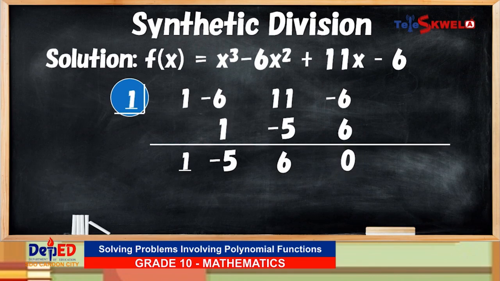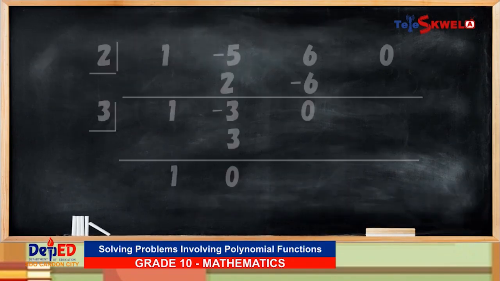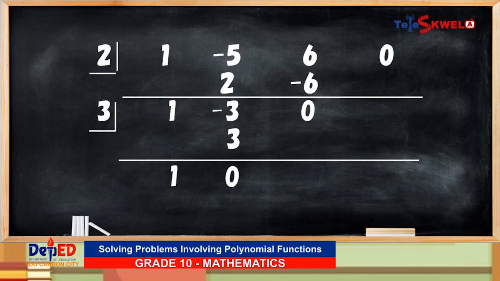Presto! The remainder is 0, which means that our trial divisor is a root or a zero of the given polynomial function based from the concept of factor theorem. Continue the multiply and add processes of synthetic division using the numerical coefficients of the depressed equation. Thus, we have 2 and 3 as the other roots or zeros of the polynomial function that describes the volume of the broom box.